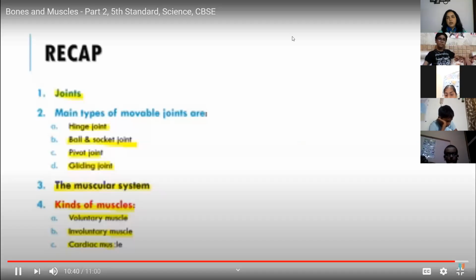So this is it for today's topic. That was the joints. Okay, the kinds of joints. I have told you about 4 kinds of joints, that is the hinge joint, pivot joint, ball and socket, and the gliding joint. Then we talked about muscles. What are muscles and how they work? What are biceps and triceps? Then we talked about the types of muscles, that is skeletal and smooth muscle and the cardiac muscle. So this was it for the topic today.